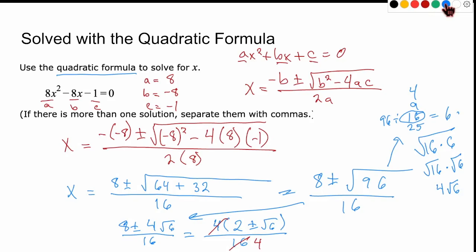And so the two answers that we end up with are going to be, we could leave it all over 4, 2 plus square root of 6 all over 4, comma, 2 minus square root of 6 over 4. So those are the two answers we end up with.